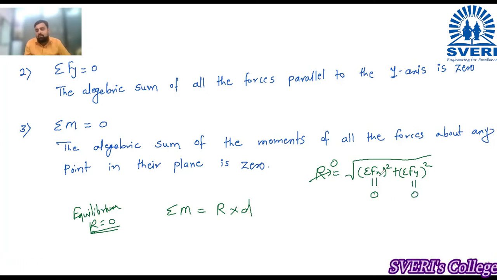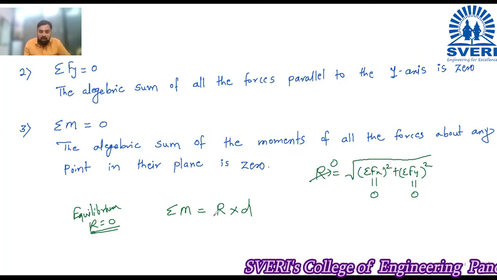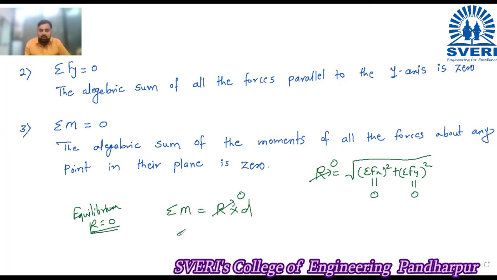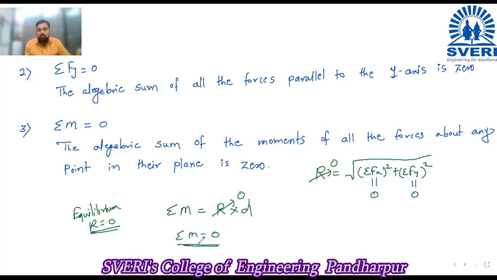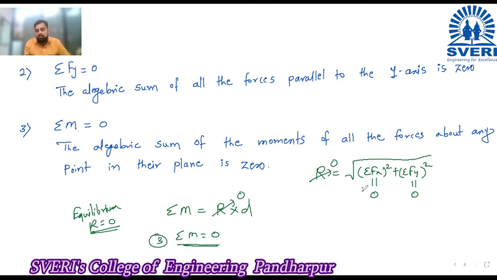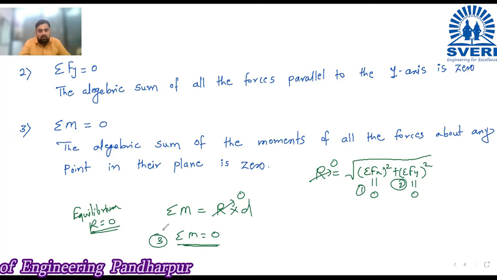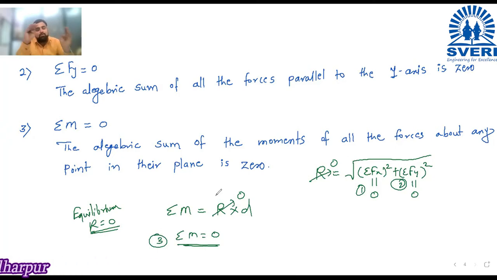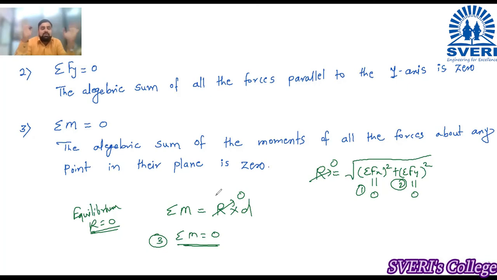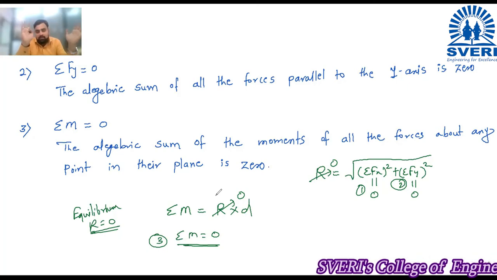And also my formula for moment, by Varignon's theorem, is M is equal to R into d. So these two are the two analytical conditions of equilibrium. And when I put R is equal to 0 here, then my summation M also becomes 0. So this is my third condition. This is the first condition, this is second, and this is third. These formulas we have already used in the previous chapter. Just in those formulas, if I put R is equal to 0, then I get the equations of equilibrium. Is it understood?